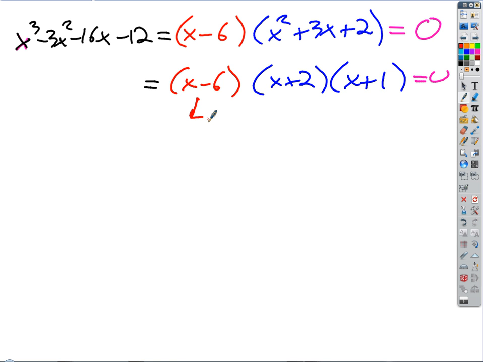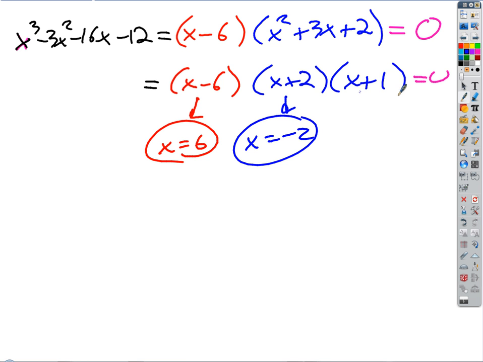What's going to be the answer to the first one? If I set x minus 6 equal to 0 and solve, I get 6. Okay, that was the one I already knew anyway though, right? If I set x plus 2 equal to 0 and solve, what do I get? Negative 2. If I set x plus 1 equal to 0 and solve, I get negative 1.